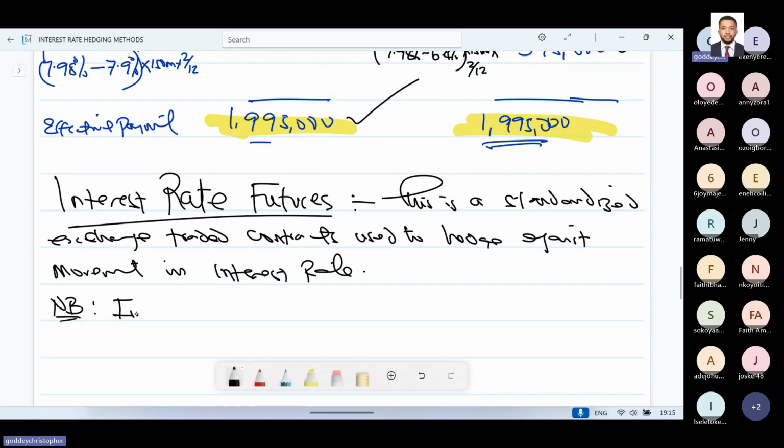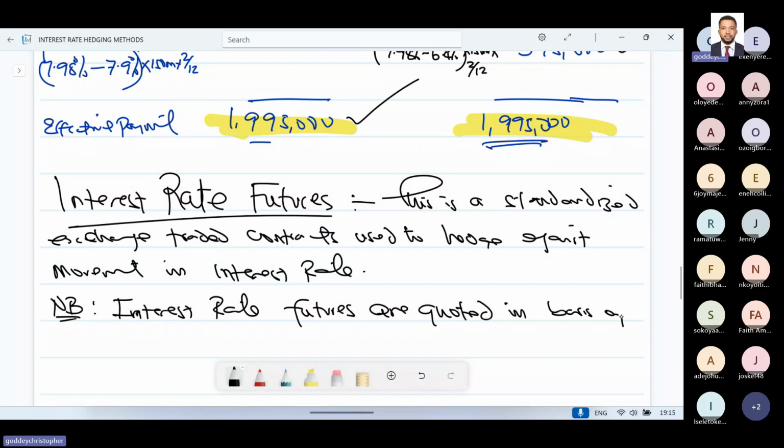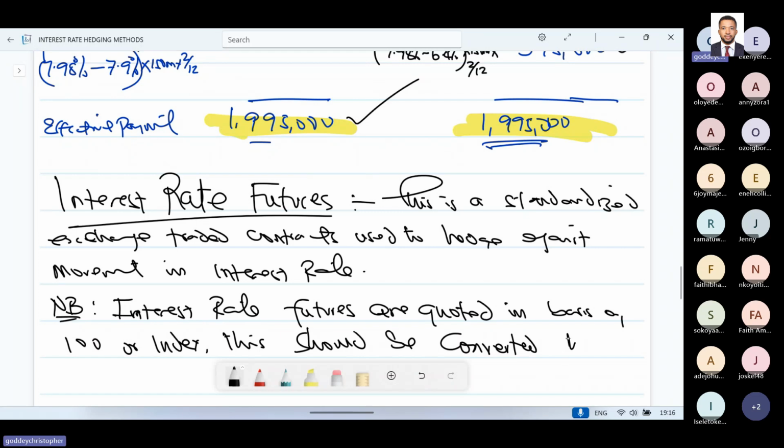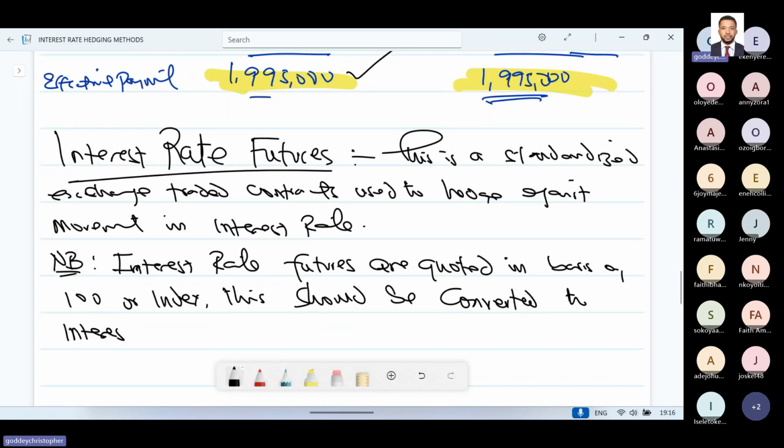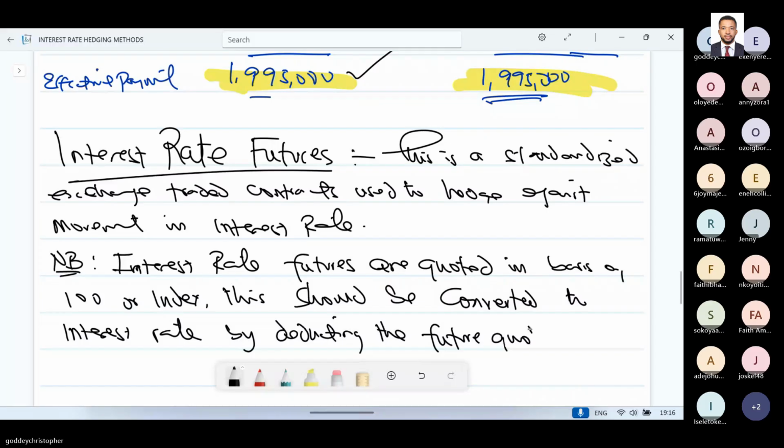Interest rate futures are quoted on a basis of 100 or index. This should be converted to interest rates by deducting the future quote from 100.